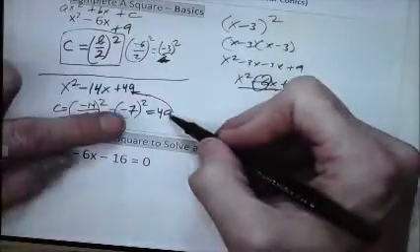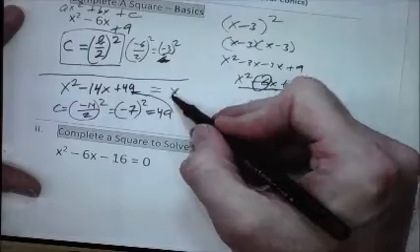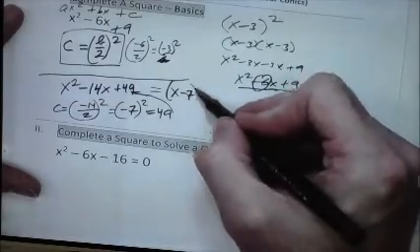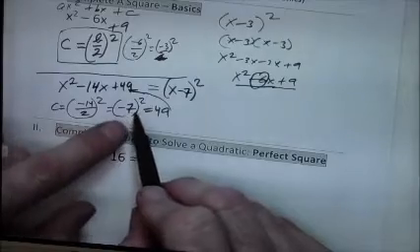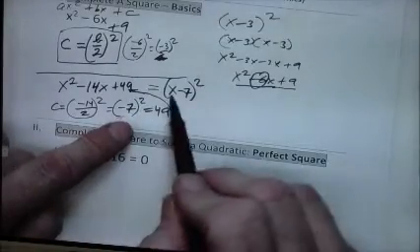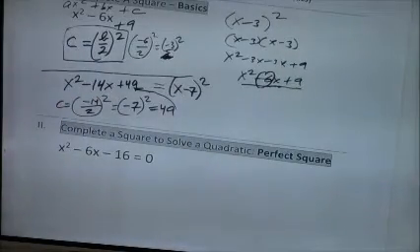Because I did this method, that's the perfect number that allows me to make this x minus 7 squared. When I divided by 2, I got the negative 7. That negative 7 is what goes with it. It's half of the b and the same sign.